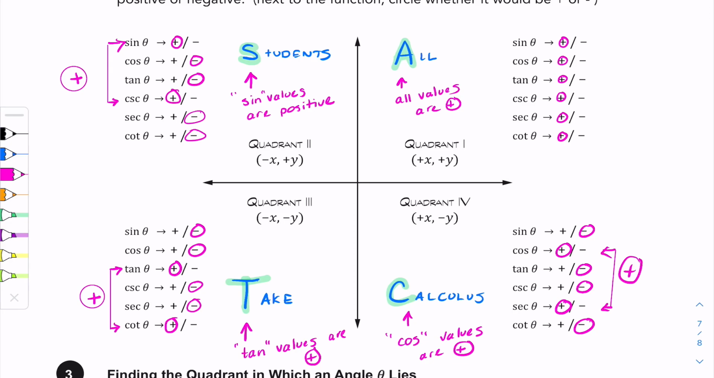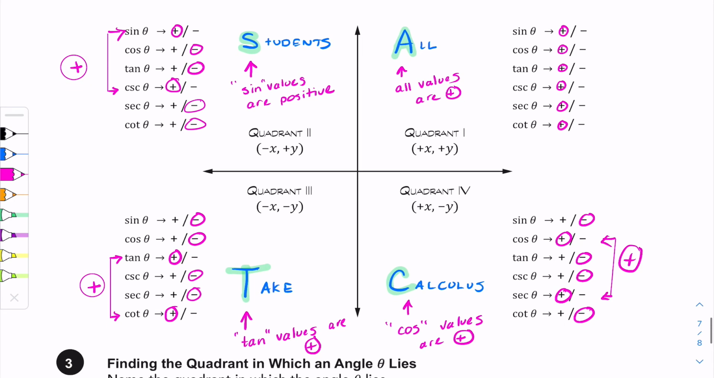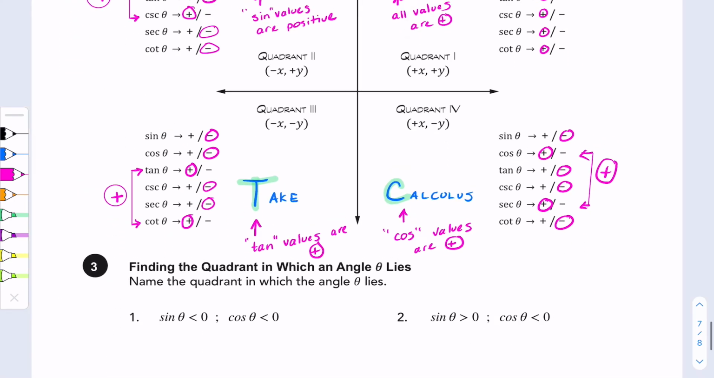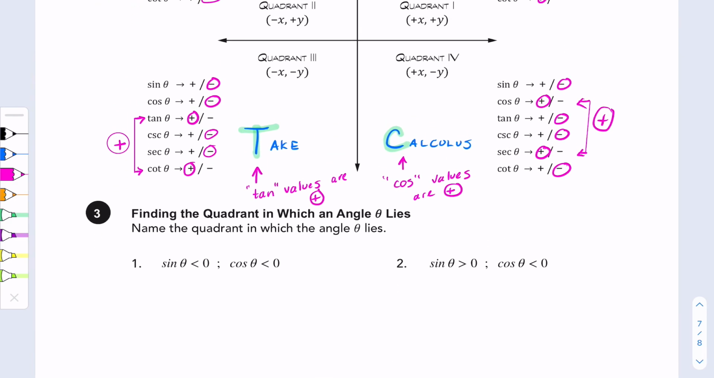So the saying all students take calculus, working counterclockwise around the coordinate plane, tells you which functions are positive and where they are positive. So the reason why you need to know this is because you have to know the signs for every point on the unit circle. But also so you can read something like this next example set and determine where your angle is going to lie.